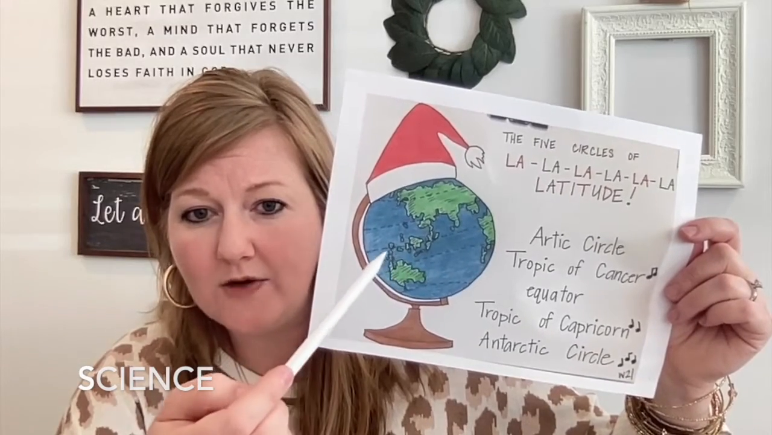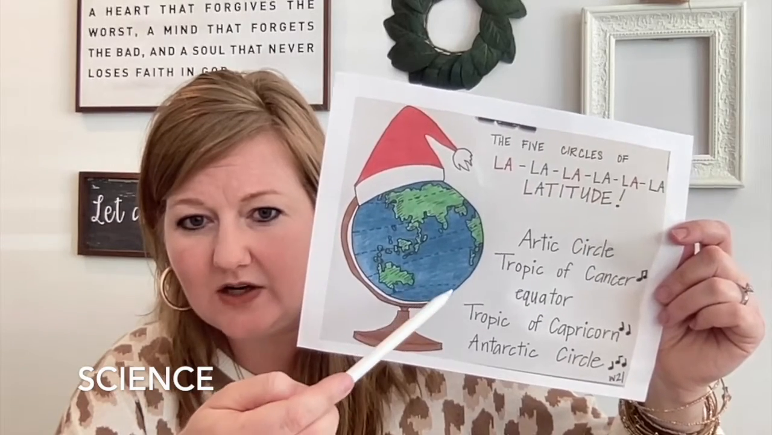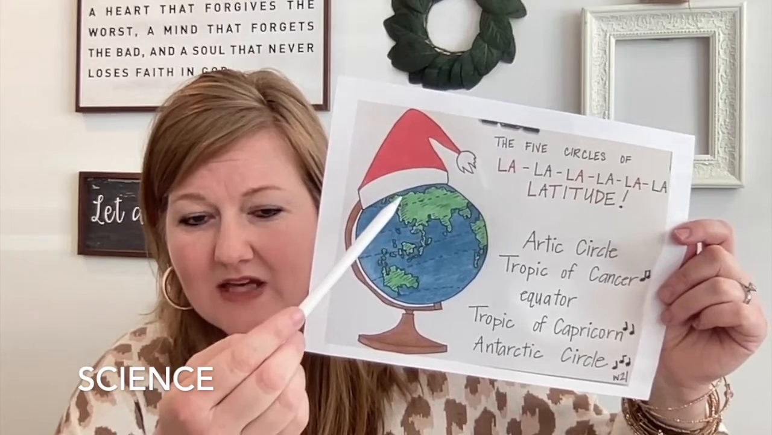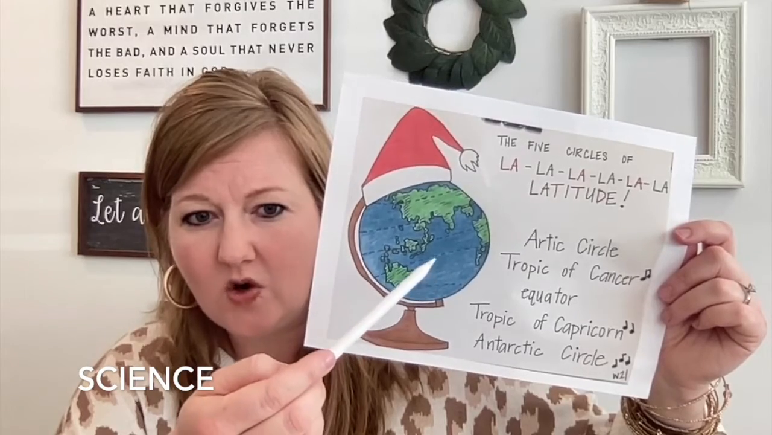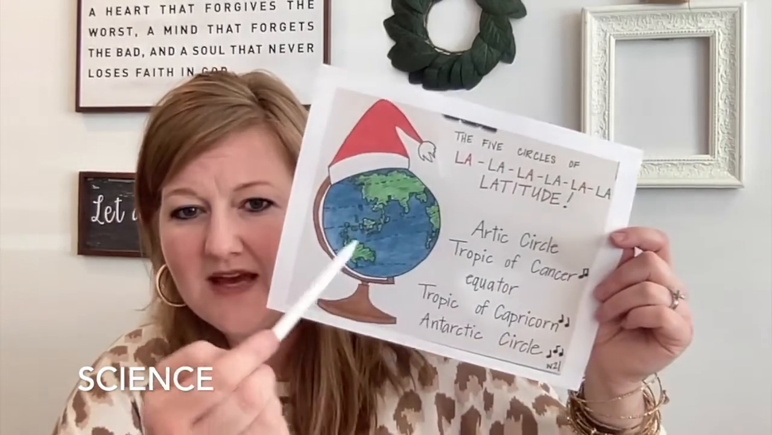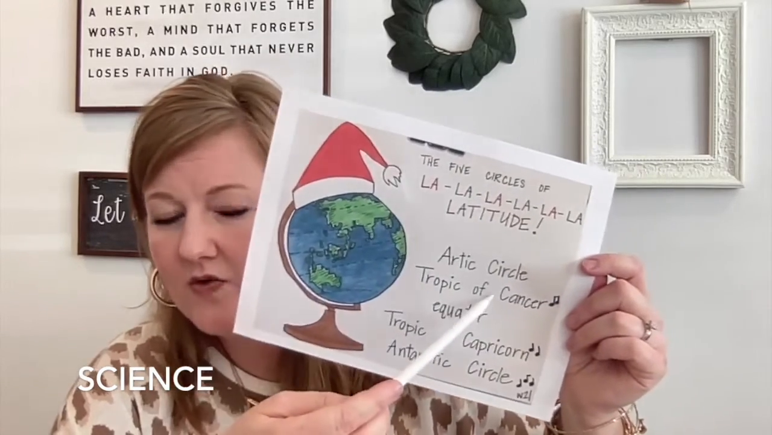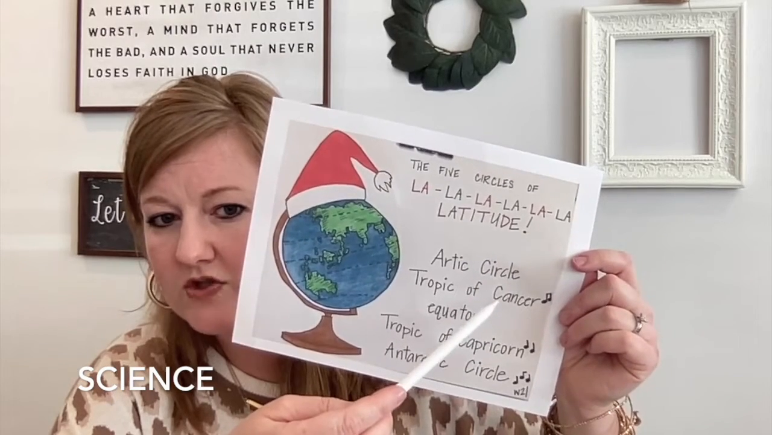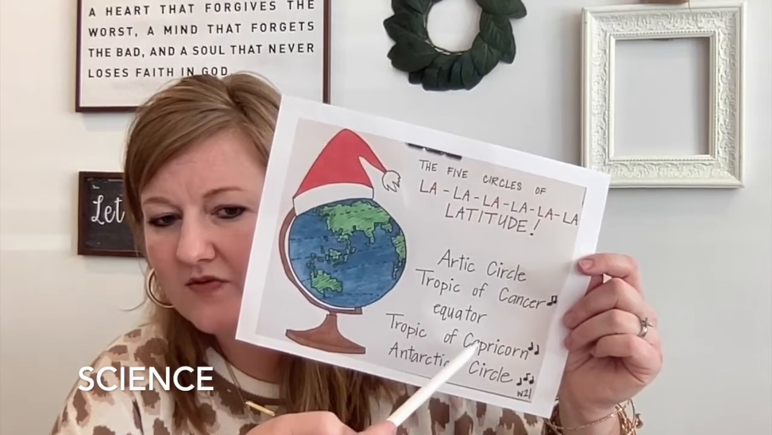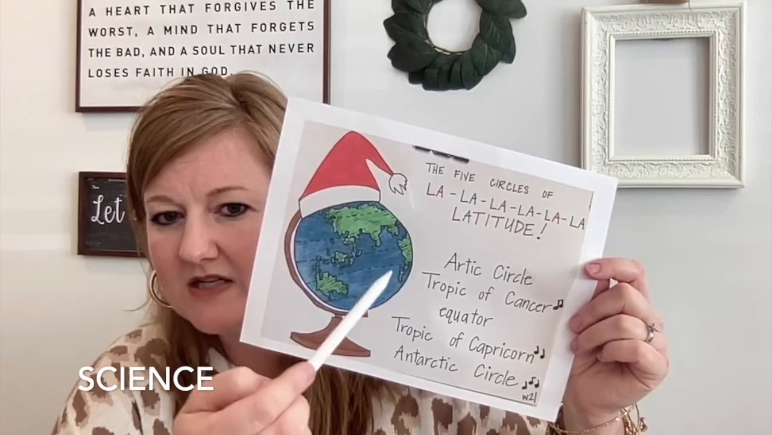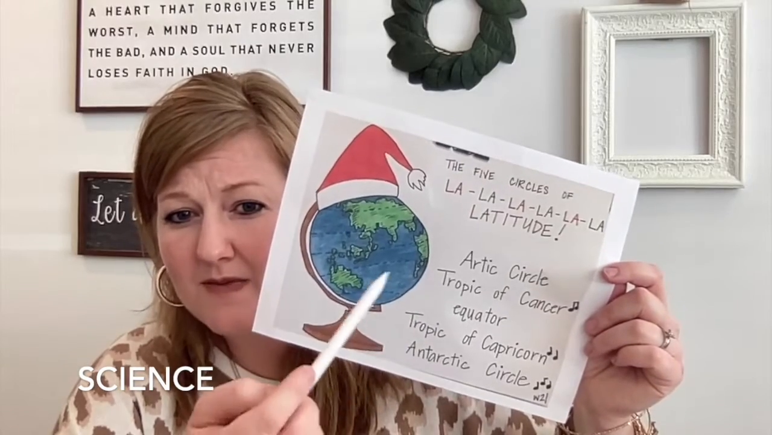We have the equator, the Arctic Circle, and the opposite, the Antarctic Circle down here. Between the equator and the Arctic Circle, we have the Tropic of Cancer. Between the equator and the Antarctic Circle, we have the Tropic of Capricorn. If you have a hard time deciding which is which, just know it's in alphabetical order, C-A-N or C-A-P. N comes before P, so the Tropic of Cancer is on top of the Tropic of Capricorn.